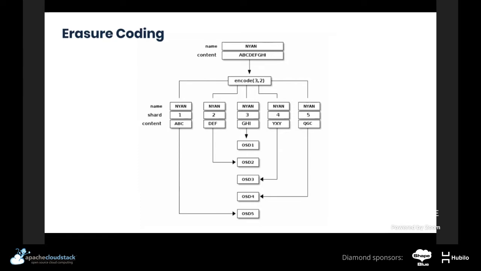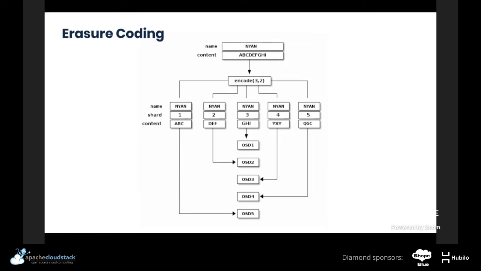So rather than storing 3 copies of an object, what we do is we use polynomial mathematics, and we plot the data that we want to write on a curve, and then we break that object down into a set of data and parity shards. We then store these shards across the cluster, and we can afford to lose the same number of shards as we have parity shards and still restore our data.